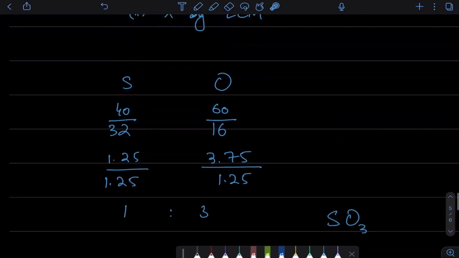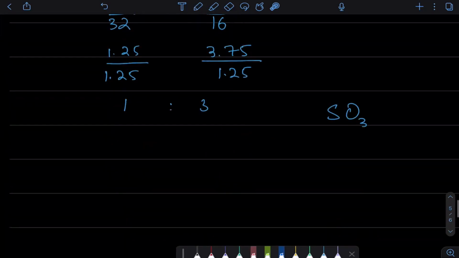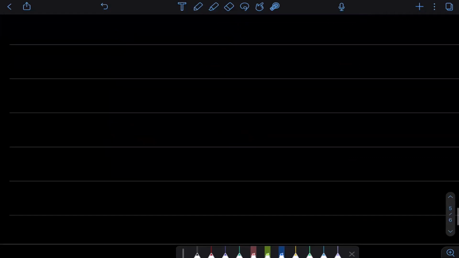Okay, so that's how you figure out the empirical formula. Now here's the thing. Empirical formula is related to the molecular formula. For example, I have C6H12O6. That is the molecular formula given to me, and I need to find the empirical formula. So I will simply divide it by 6. So I get CH2O.